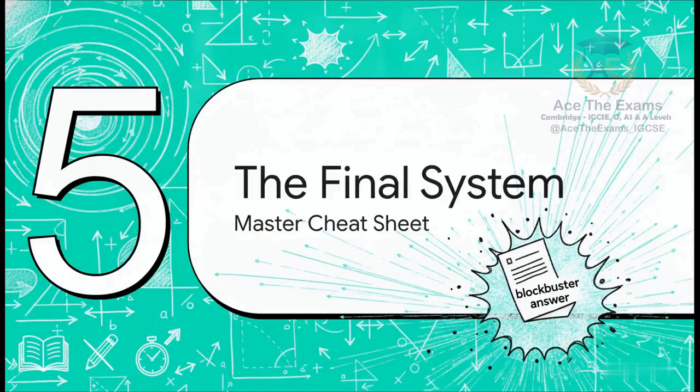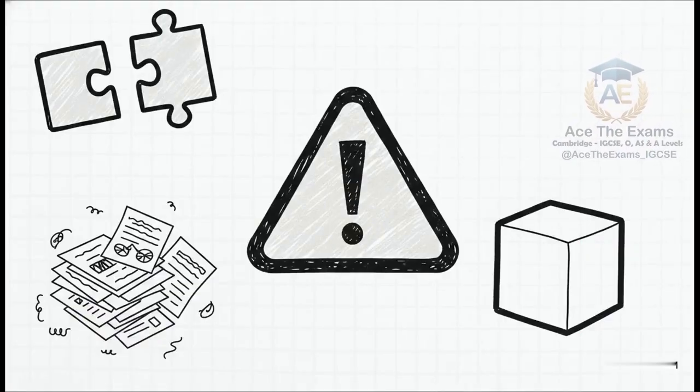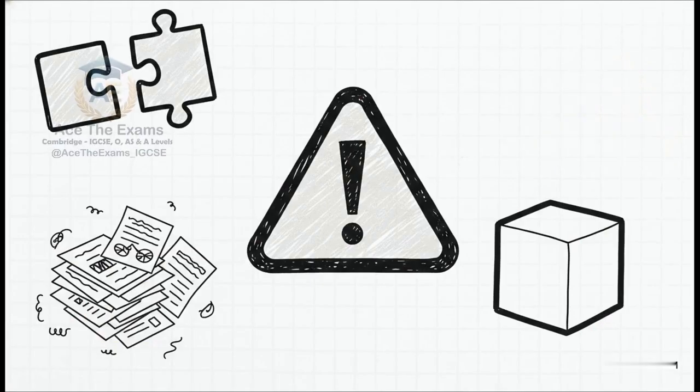Act 5, the final system. Let's pull this all together into your master cheat sheet. Before we finalize the system, let's rapidly fire off the top 3 examiner warnings directly from the principal examiner reports. Warning 1: using the wrong approach for the context. Do not waste time using a complex cross product if a simple dot product is far more efficient for the specific scenario. Work smart.